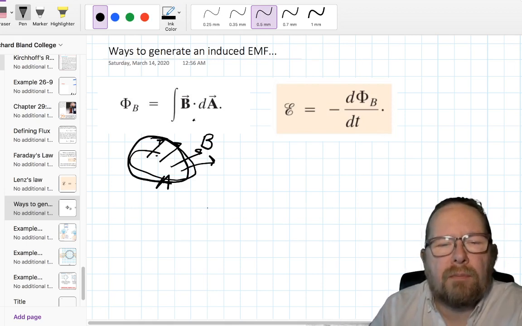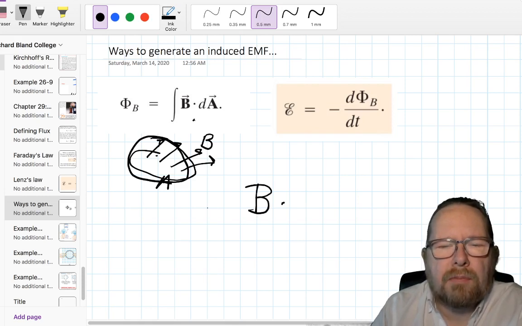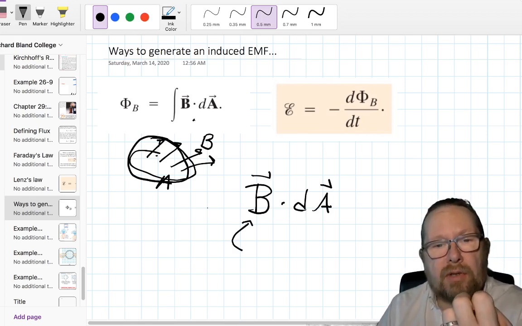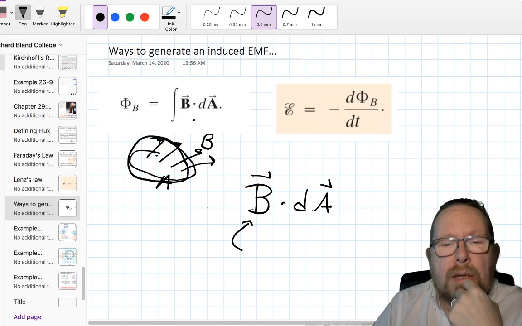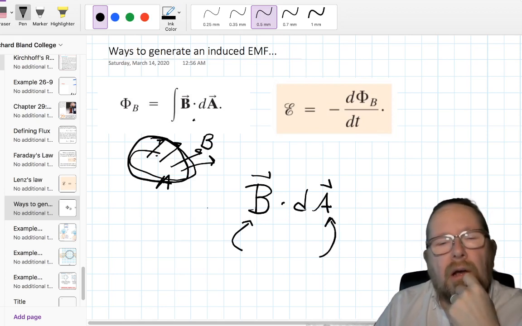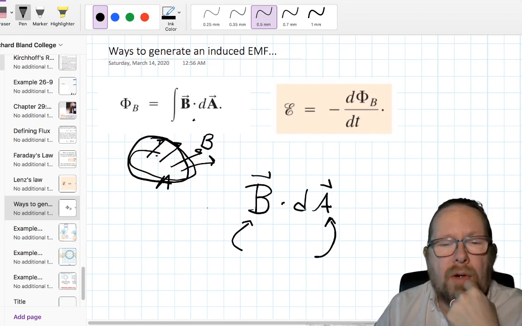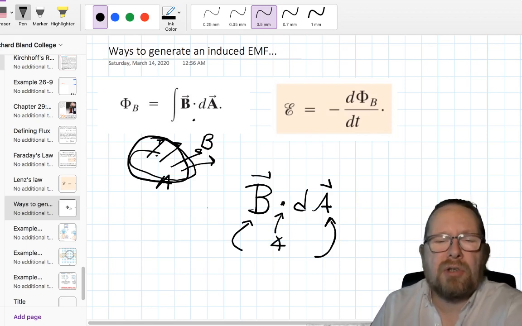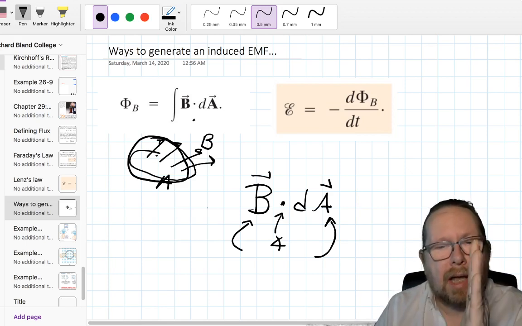We can see that there are three different ways to generate a change in magnetic flux. If the magnetic flux is equal to B dot dA, we can change the strength of the magnetic field. In other words, make the magnetic field through that loop stronger or weaker. We can change the area of the loop by making this loop of wire bigger or smaller, or adding or subtracting loops from that wire. Or we can change the angle between B and A such that the dot product between B and A changes from perpendicular to parallel, or any angle in between.